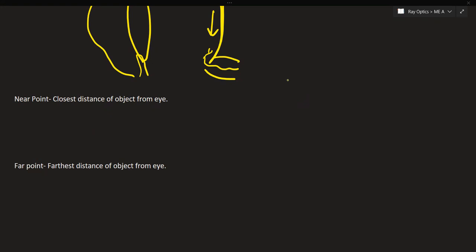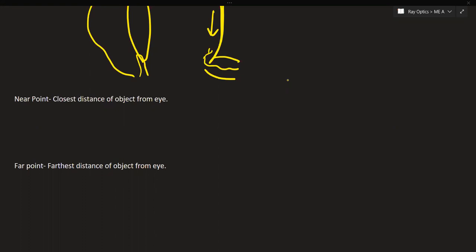Now, near point means what? Near point means the maximum nearest distance from the eye at which we are able to observe a thing clearly. All of you can do this activity. Bring the pen with which you are writing very close to your eye, just touching the tip of your nose, and look at it. You will see it as a blur. You're not able to see it. Sometimes you will see two pens.